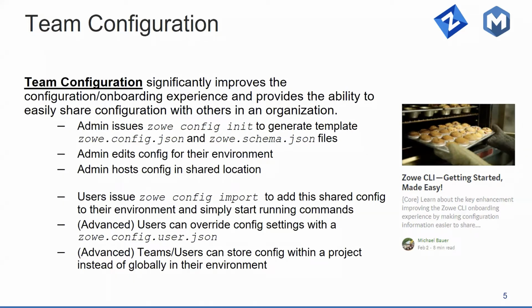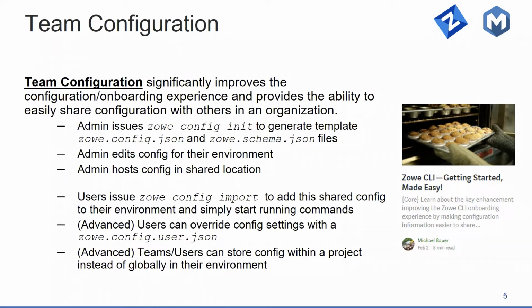There's also a few advanced use cases for team configuration in that, one, if a user wanted to override information in that shared config, they can do so. They would just have to edit values in a Zowe config user JSON. Now, not necessarily every site will find a need to use that capability, but it is there if you need it. In addition, you can also store configuration in a project.